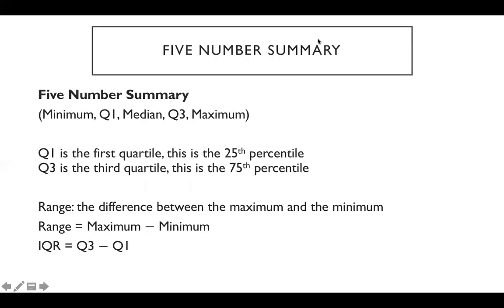So the 5-number summary is definitely important to know. It consists of 5 numbers: minimum, Q1, median, Q3, and your maximum. Just a reminder that Q1 is the first quartile, the 25th percentile. Q3 is the third quartile, the 75th percentile. You'll want to know how to compute range and IQR. Range is the difference between the maximum and the minimum, and IQR is the difference between the third quartile and the first quartile. So range you can calculate by taking max minus min, and the IQR you can calculate by taking Q3 minus Q1.